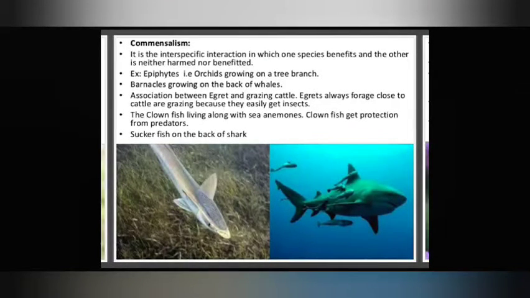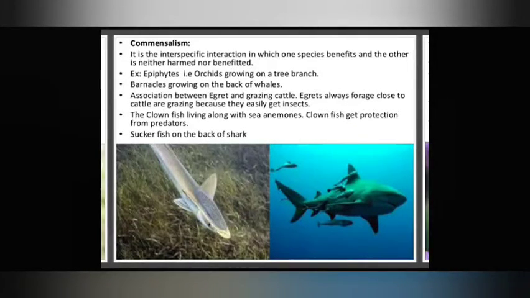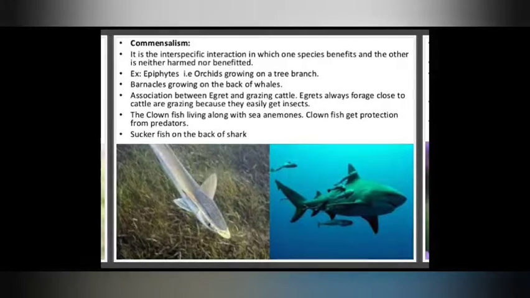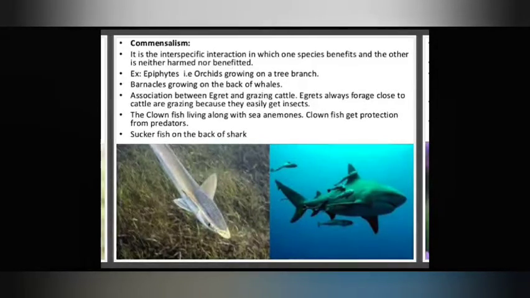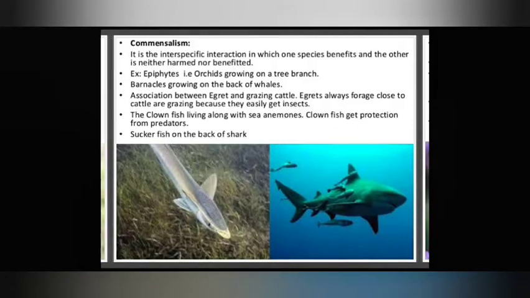Now we will study the next type of interaction, which is called commensalism. It is the interspecific interaction in which one species benefits and the other is neither harmed nor benefited. For example, epiphytes. These are plants like orchids growing on the tree branch. Likewise, barnacles growing on the back of whales.